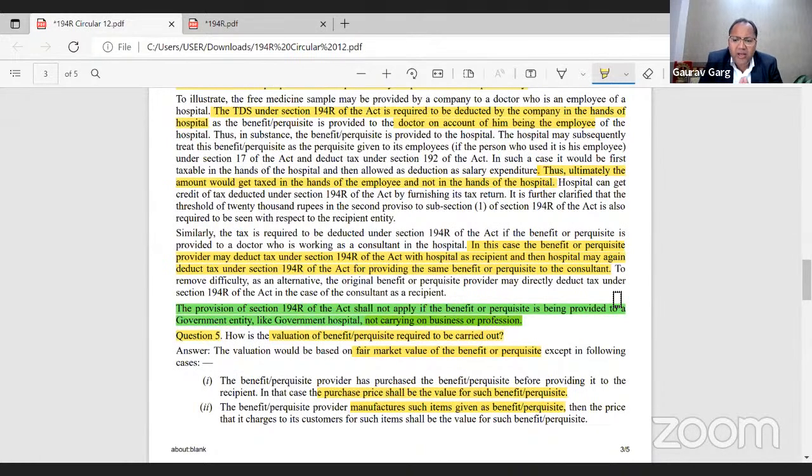So we need to see, let's say the doctor is working in his own clinic and then we are giving some benefit or samples to the doctor, then we can directly book the same in the name of the doctor. But if the doctor is working in some hospital as a consultant but not as an employee, then we will take that hospital as the main entity and book TDS in the name of the hospital, and then the hospital will further bill it to the doctor.